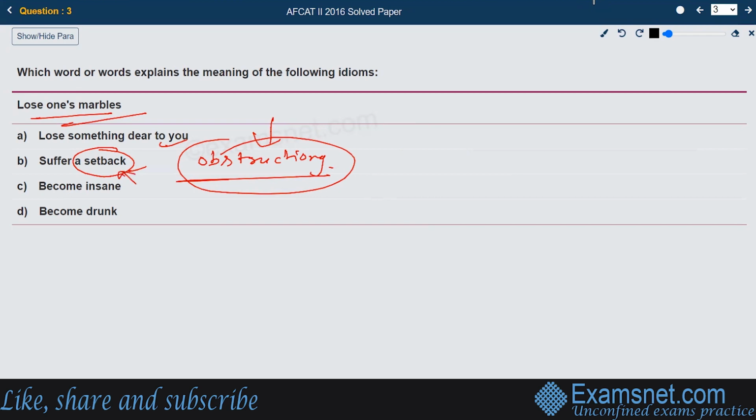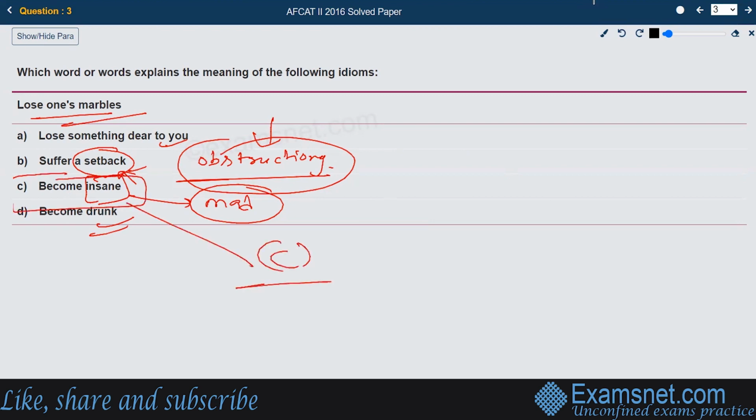That is option B. C is became insane. The word insane means mentally mad. Last one is become drunk. If somebody drinks too much and he is drunk, that's what become drunk means. And the right answer of lose one's marbles is option C, that is became insane.